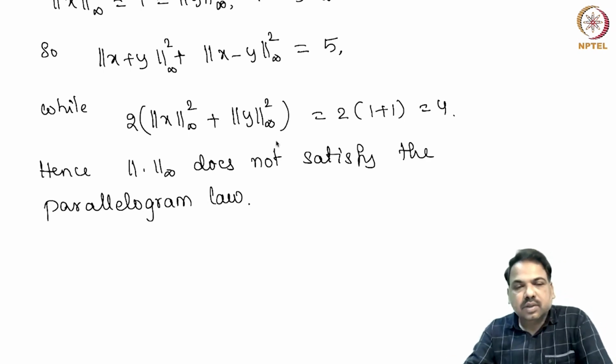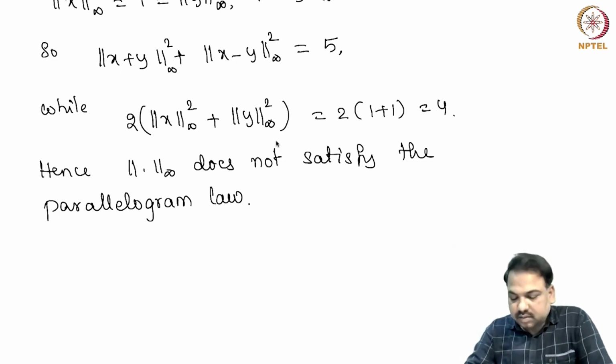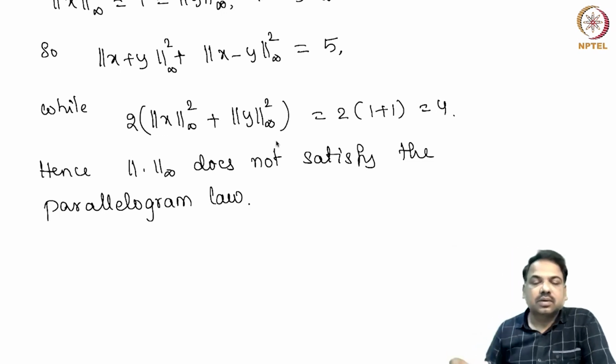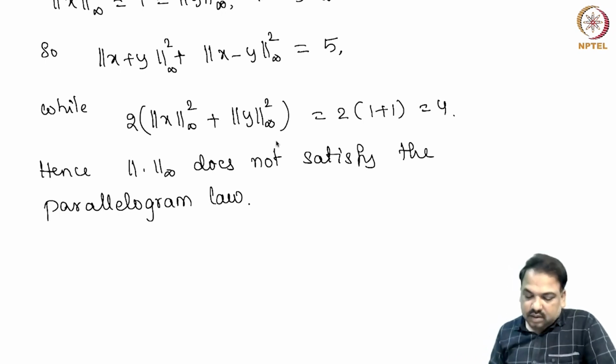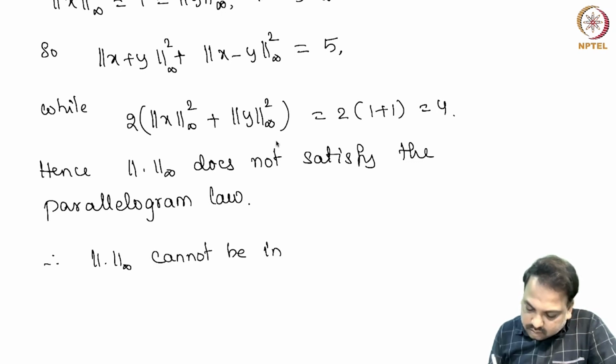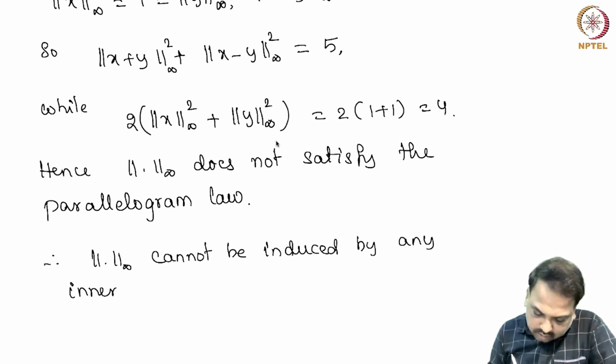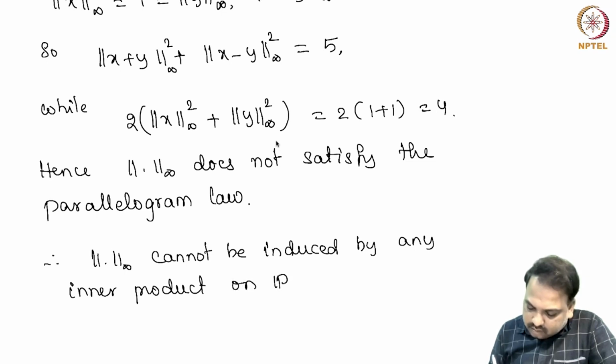If the norm is induced by an inner product, we know that it satisfies the parallelogram law. But if the norm does not satisfy the parallelogram law, we can conclude that this norm cannot be induced by any inner product on R2.